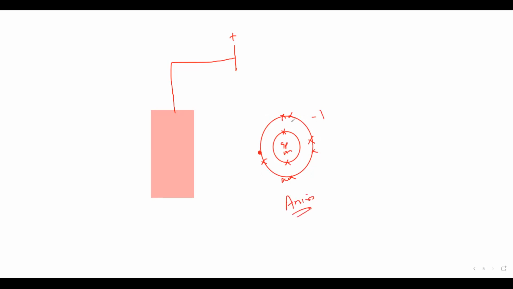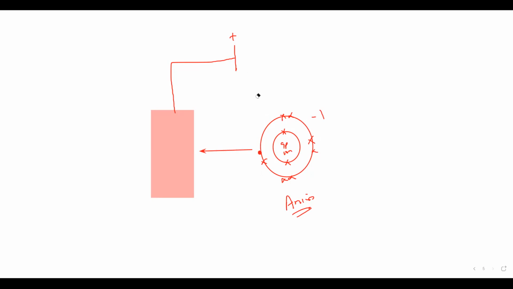Anion means it is having extra electron. So what will happen? Anion is attracted towards the anode. When it is attracted towards the anode, it will turn into fluorine atom. It will lose that electron because electron is experiencing attraction.